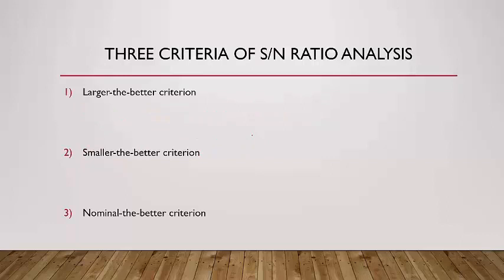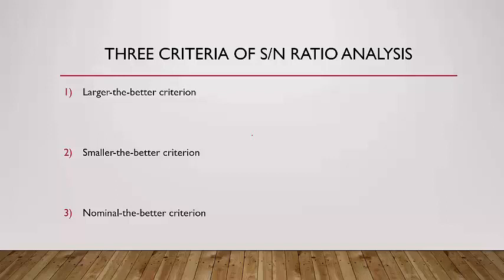Normally, in SN ratio analysis, three criteria are considered. The first one is called the larger the better criterion. In some experimental analyses, some output responses are desirable at their higher levels. For example, in testing the properties of materials, if the tested material has higher tensile strength, then that condition is desirable. So for such cases, the larger the better criterion should be used.